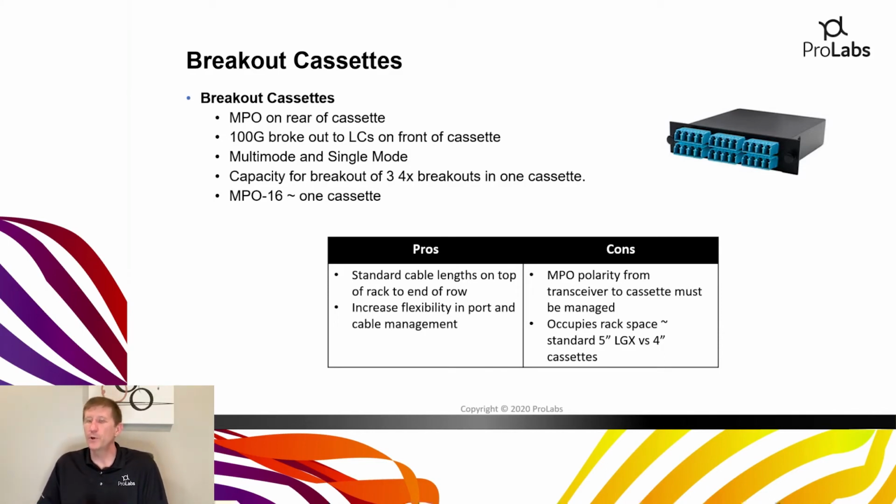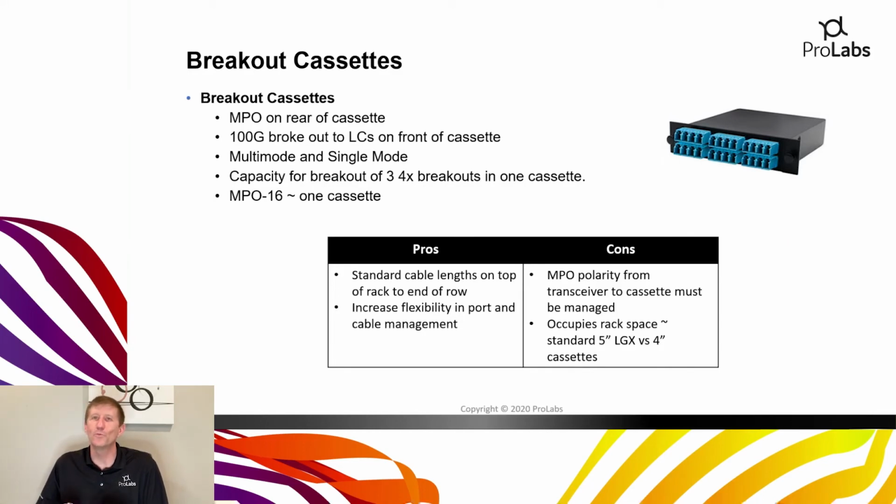So a lot of the pros with this is it takes care of some of those cons from the direct connection scenario. You can have standard cable links for cassettes at the top of rack. You can run trunk cables between end of row to each rack. Very slick in that regard. You increase your flexibility in port and cable management.